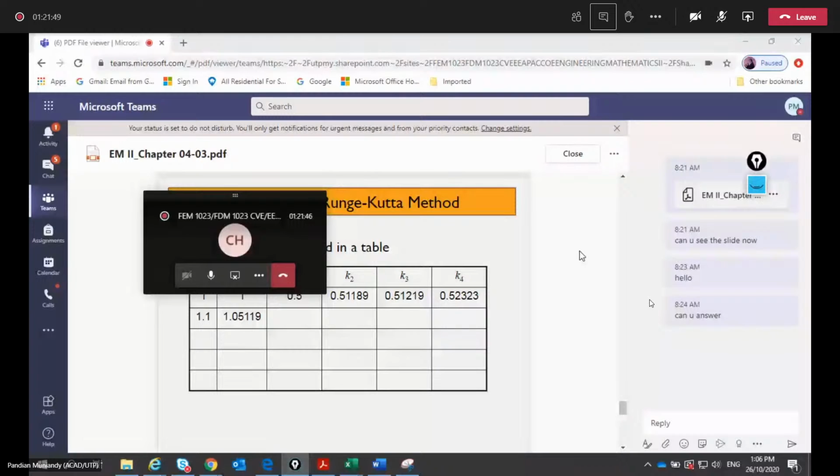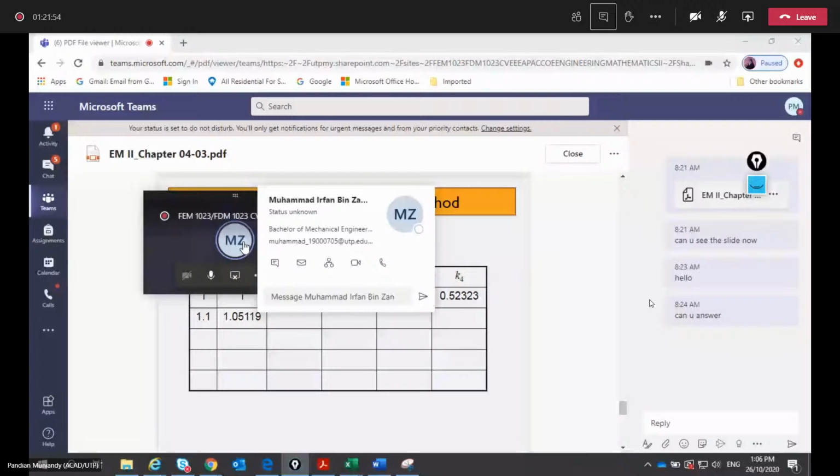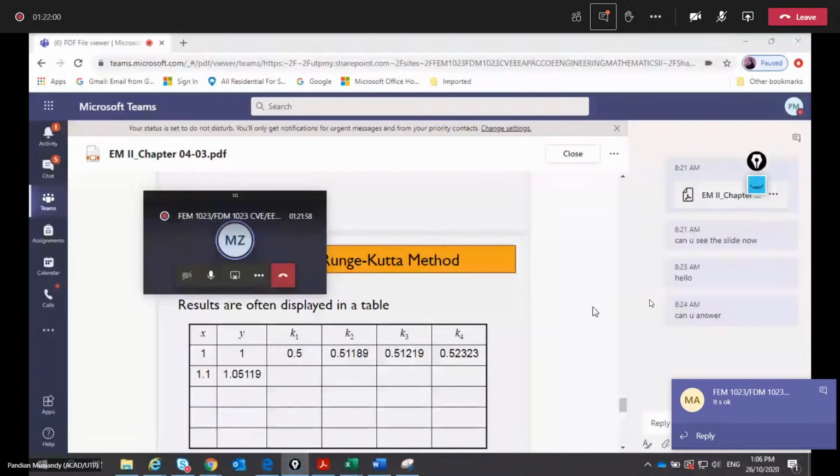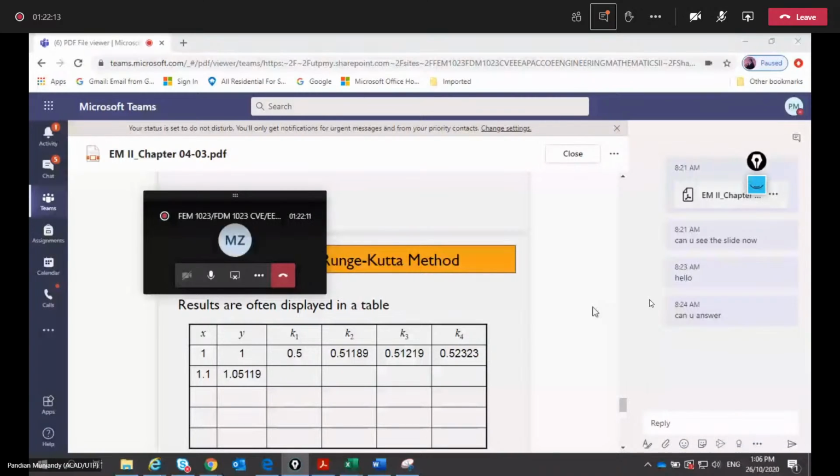Does that mean the 1.05119 is the final answer, or should we complete the table to know the final answer? No. This one is just like a motivation. This result is often displayed in a table just to give you a rough idea. We call it table form, because this table form is the completed one. But in this problem, we just want to show you the method for one iteration only. So this iteration only.